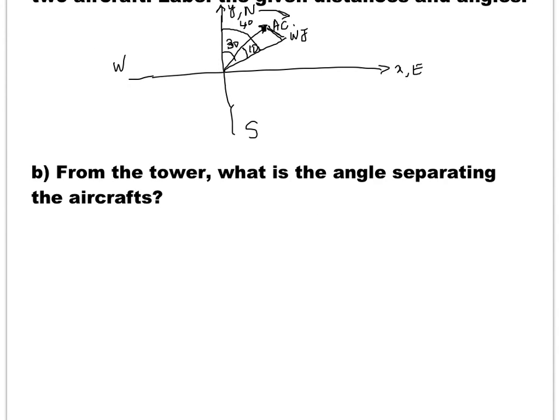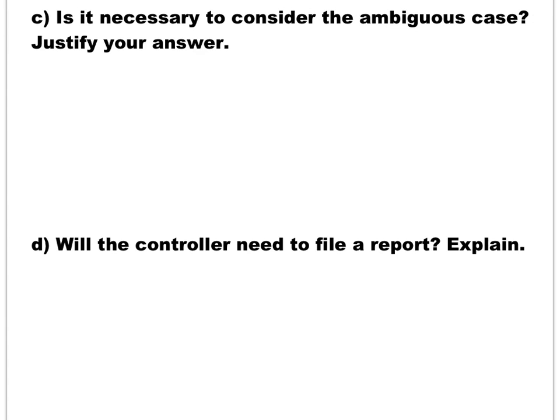The next part says from the tower, what is the angle separating the aircraft? As we said here, the angle is going to be given by 10 degrees, which is shown here. The next part of the problem says, is it necessary to consider the ambiguous case? Explain, yes or no. Let's draw this case again here. This is 16, this is 15, this angle is 30, this angle is 10 here.